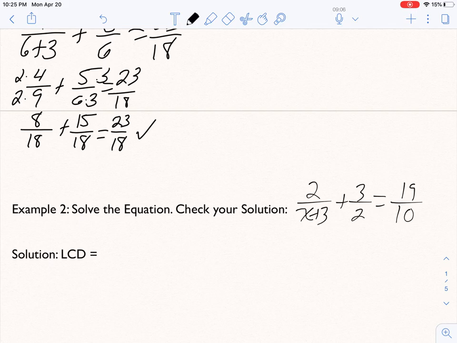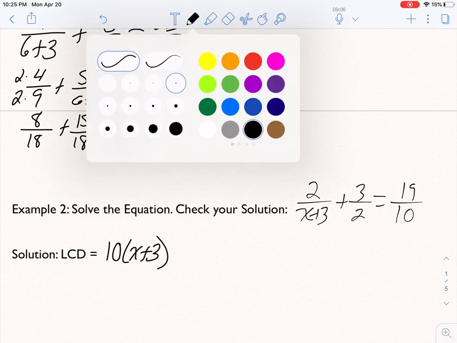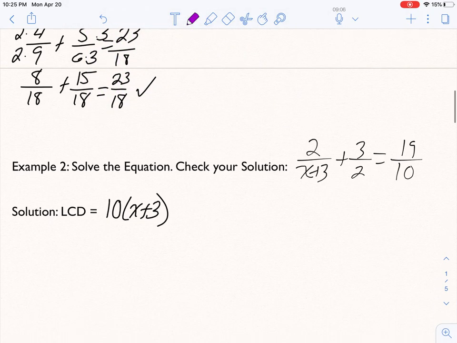Alright, so now we're back. First thing I do is find our LCD, and my LCD here should be 10 times x plus 3. So I'm going to multiply each term by 10 times x plus 3.